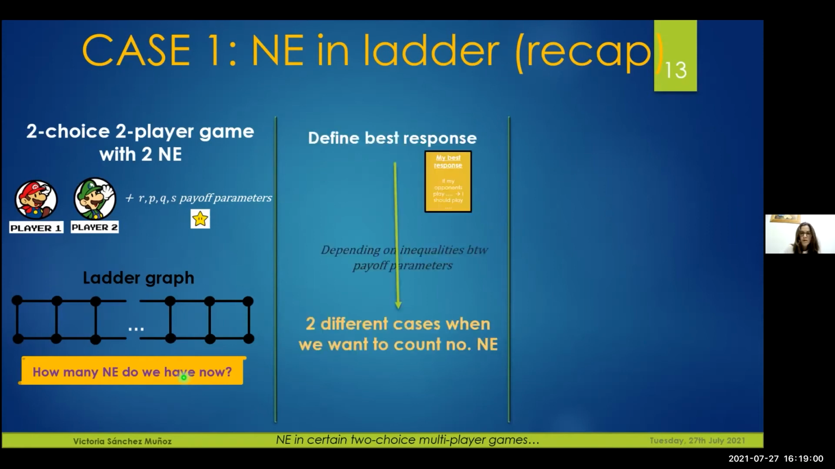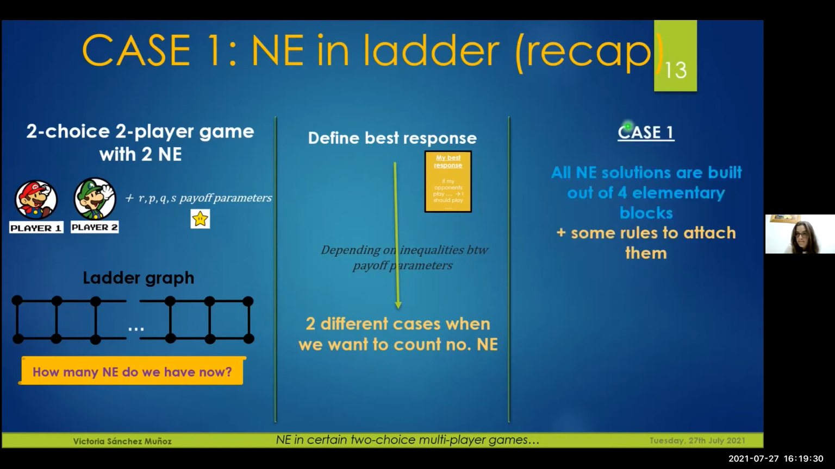So the next step that we did is to define the best response list, depending on certain inequalities between the payoff parameters, remember X and Y. Then we have 2 different cases when we want to count the number of Nash Equilibria. Effectively, we have 4, but since we are only interested in counting, we can focus on analyzing only 2 of them. So we started with case 1 and found that all the solutions are built out of those 4 elementary blocks of solutions, plus the rules to attach them.